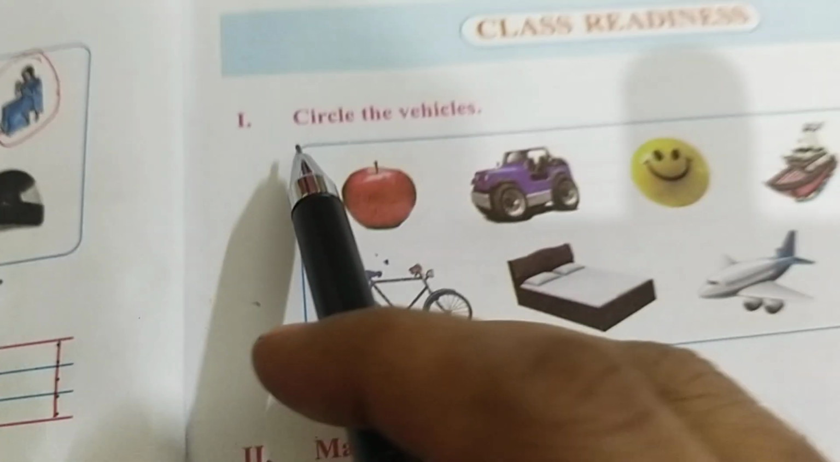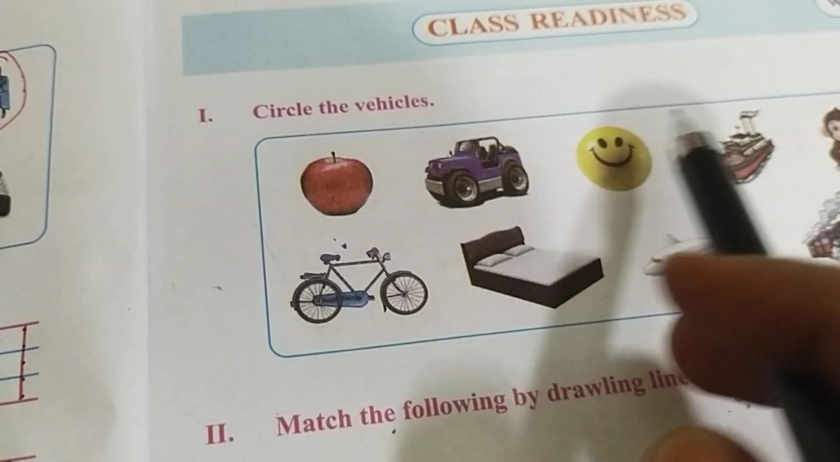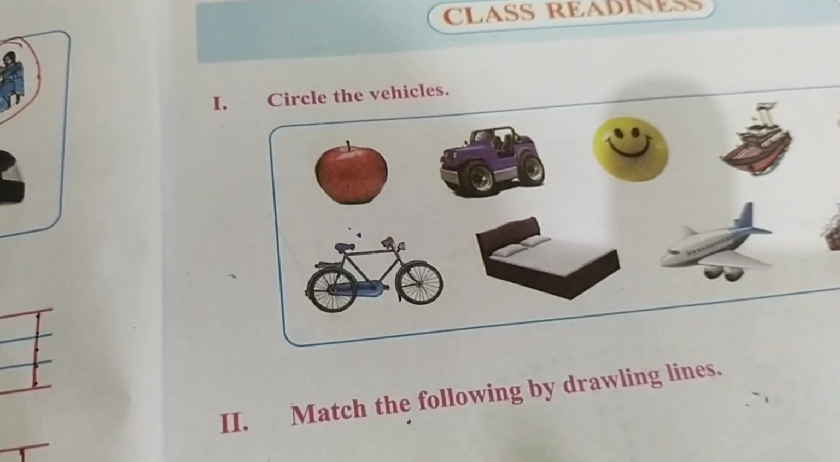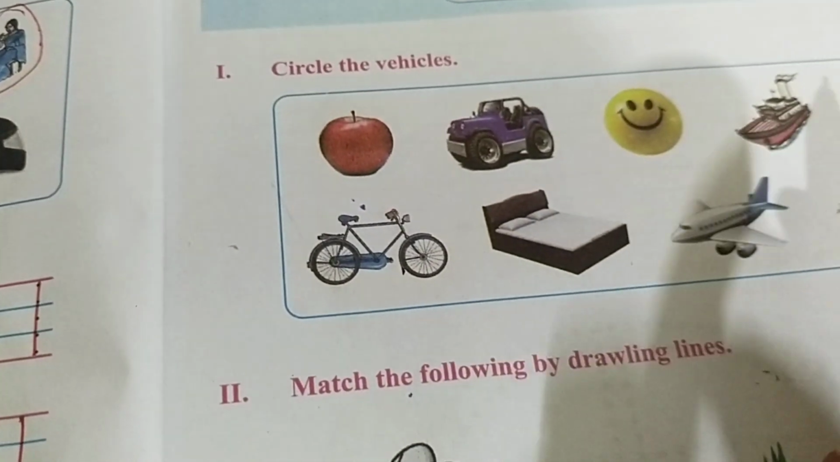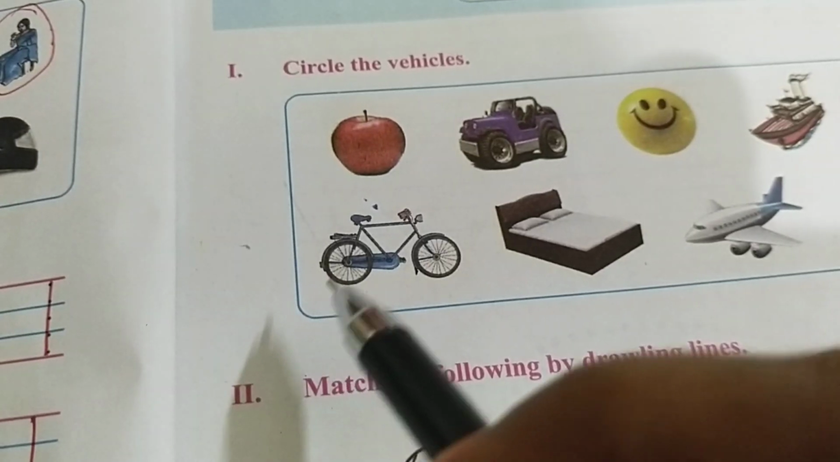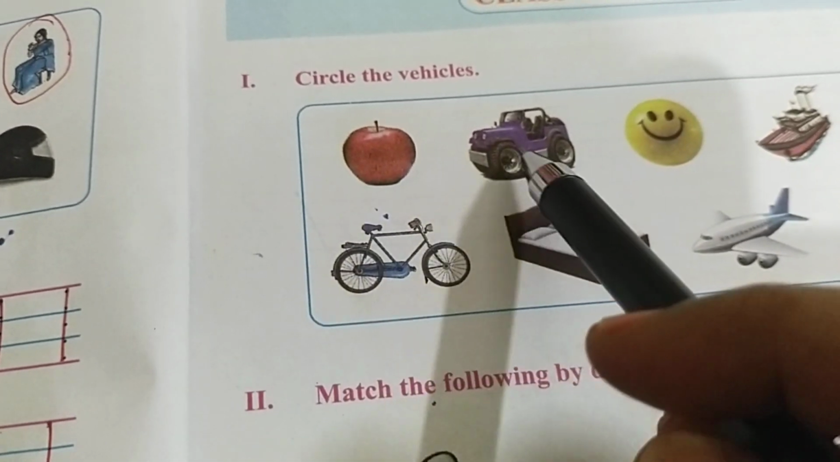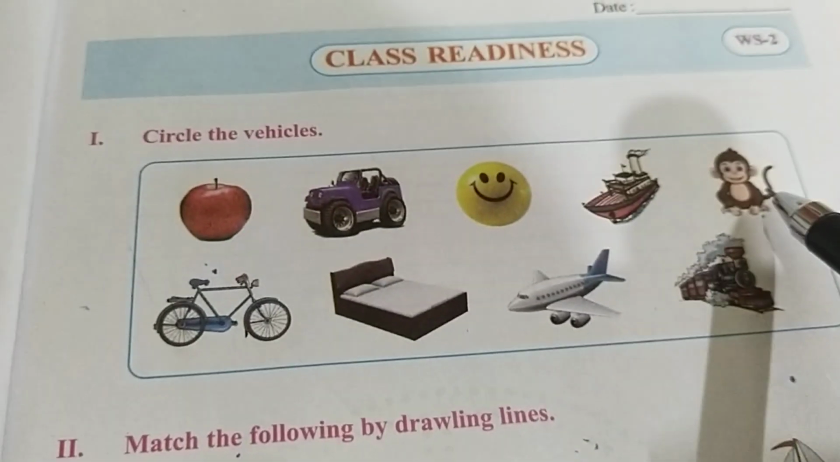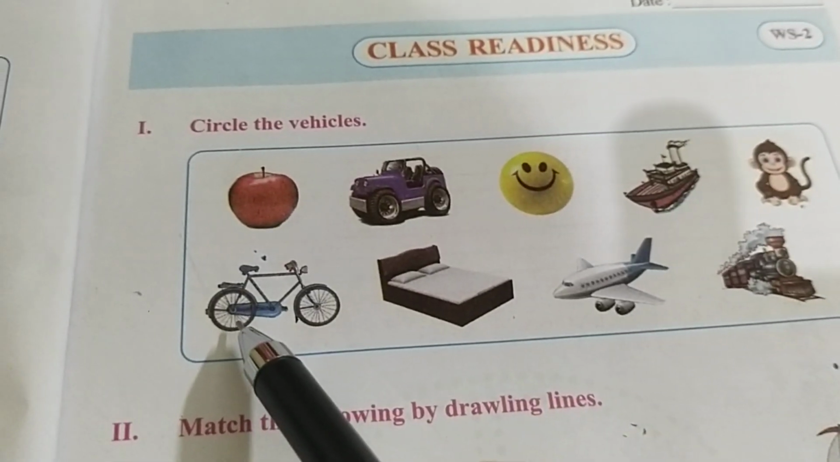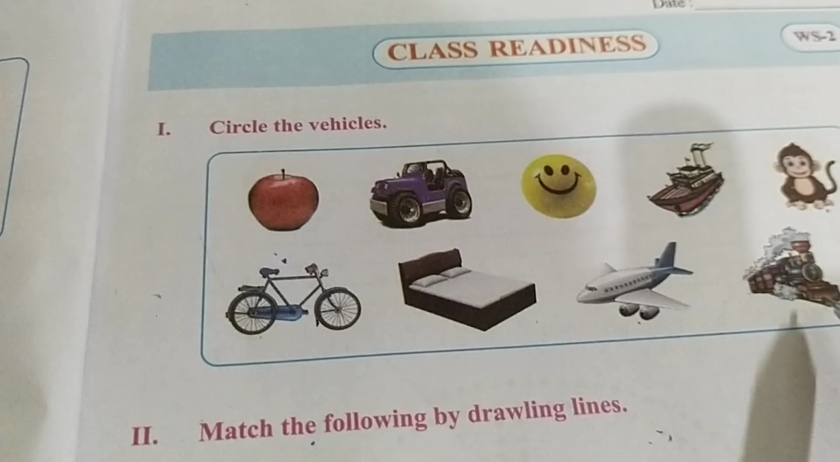You see here, circle the vehicles. Some pictures are given in the box. In these items we circle only vehicles. Once you see here, what are there? Apple, jeep, ball, boat, monkey, bicycle, bed, aeroplane, train.